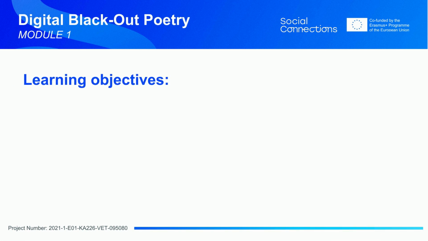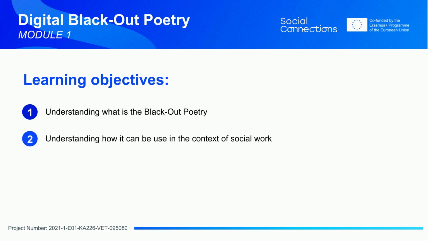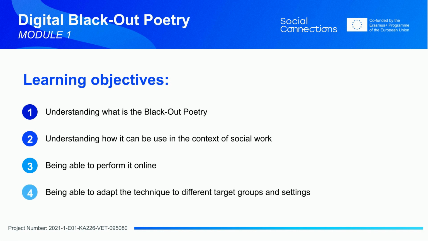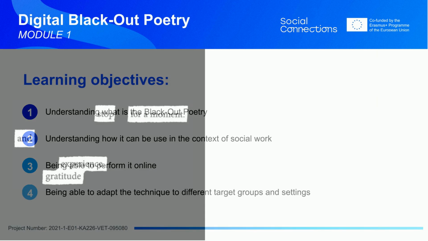The learning objectives of this module are: first, understanding what blackout poetry is; secondly, understanding how it can be used in the context of social work; third, being able to perform it online; and fourth, being able to adapt the technique to different target groups and settings.